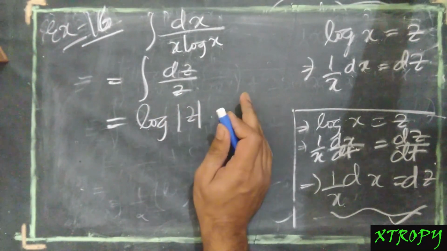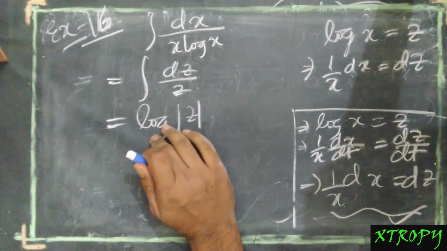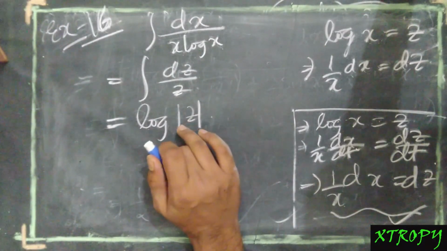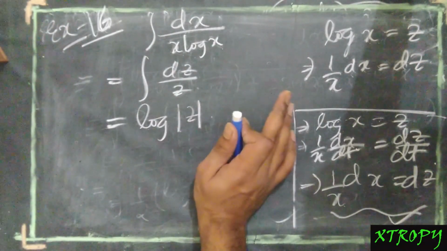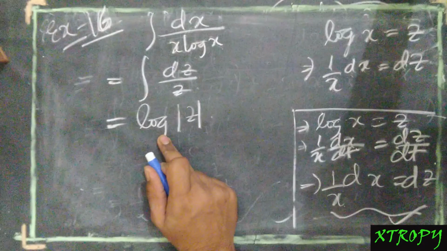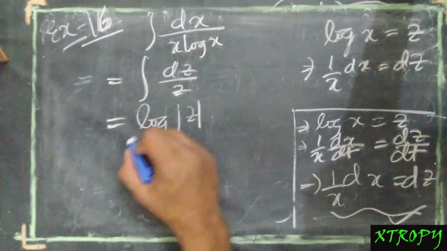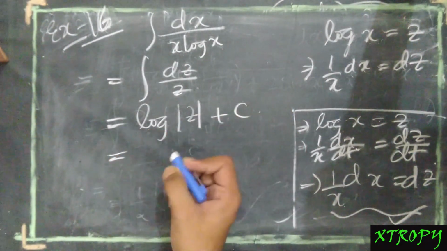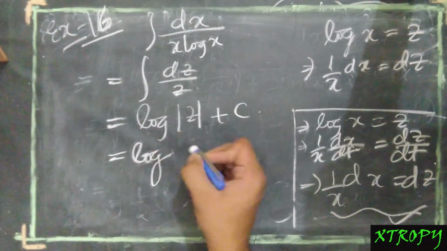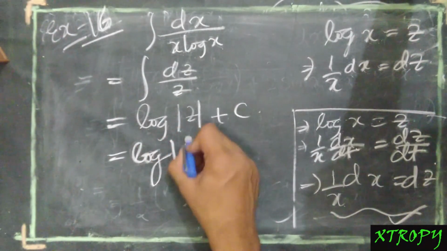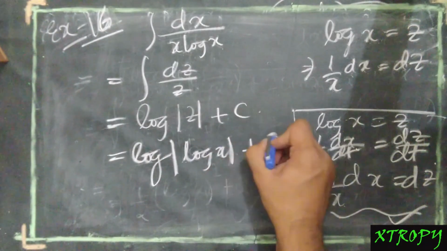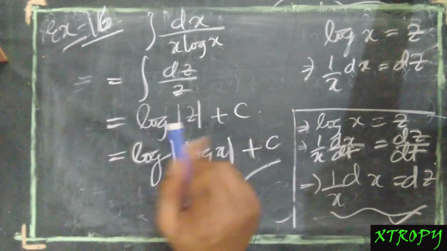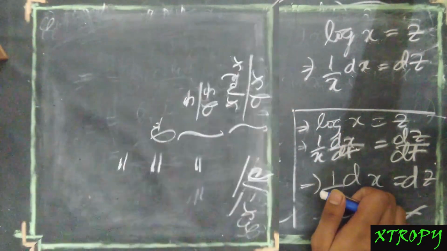And in integration and differentiation, when we say log, it is predefined that the base is e unless specifically specified. So the base is e, log z or ln z. So log z plus c. Now you insert the value of z. This becomes log of log x plus c. So I have shown you 2 examples of integration by substitution as well.